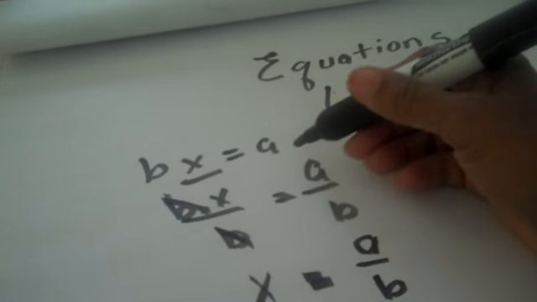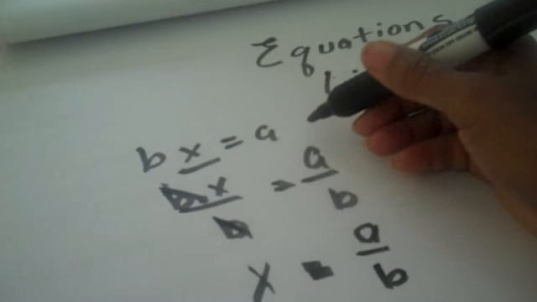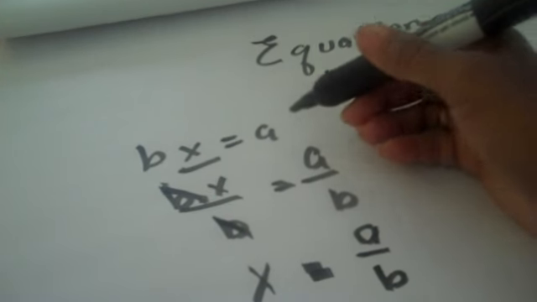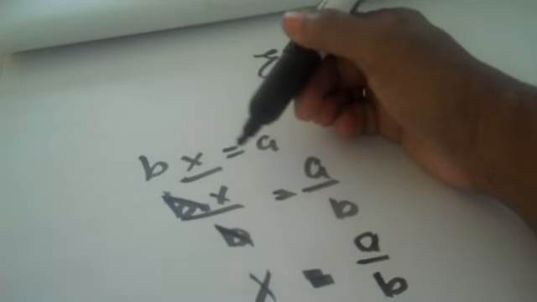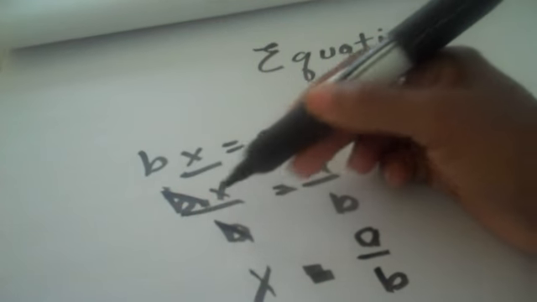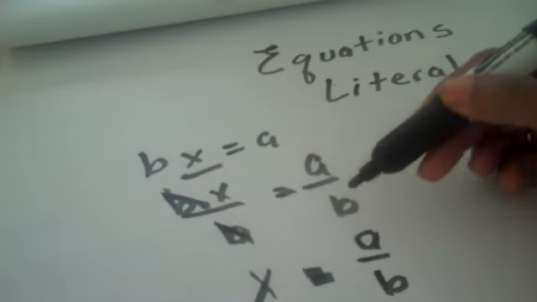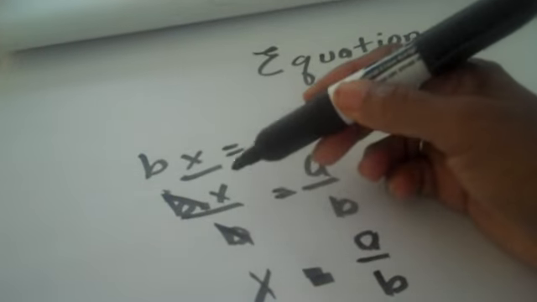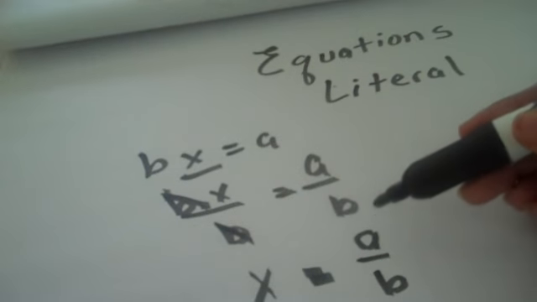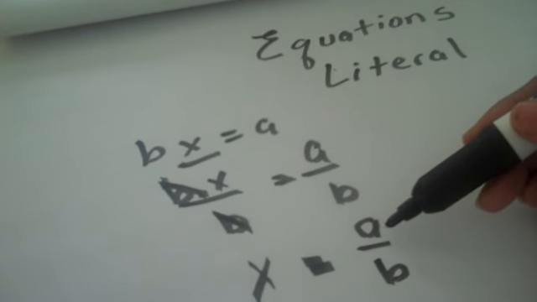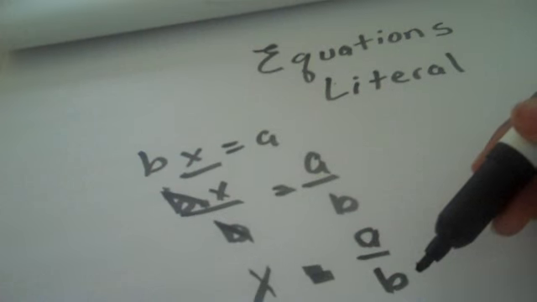We started with bx equal a. We said we were going to solve for x. So b becomes the coefficient of x, so we divide both sides of this equation by b. The b's on the left side divide out. We're left with x, and on the right side, a over b.